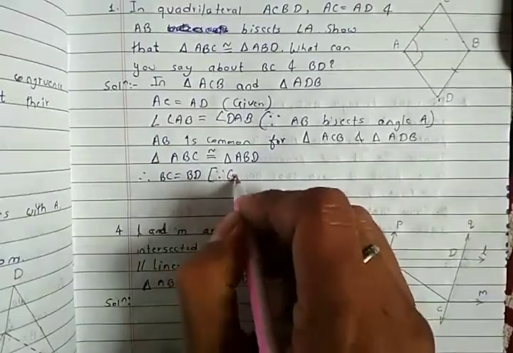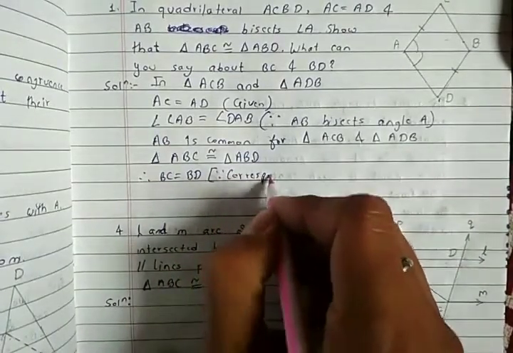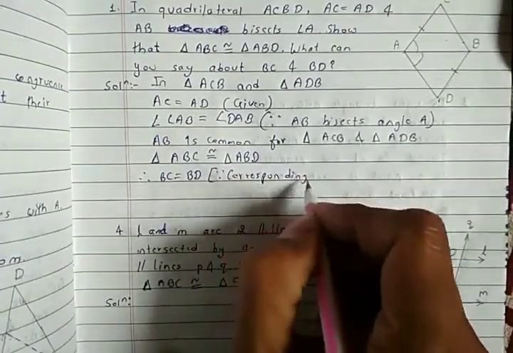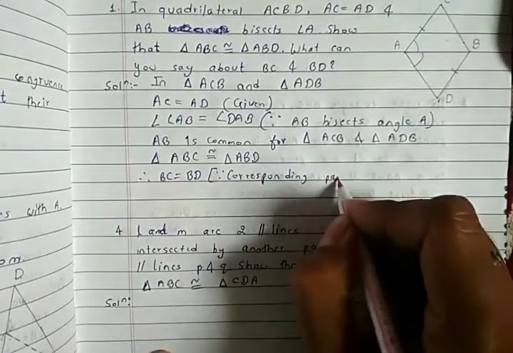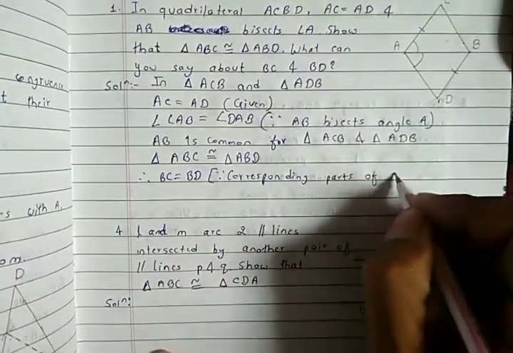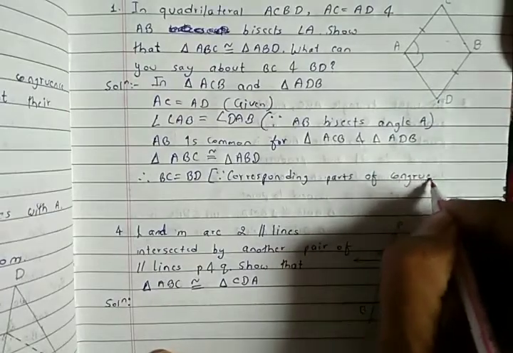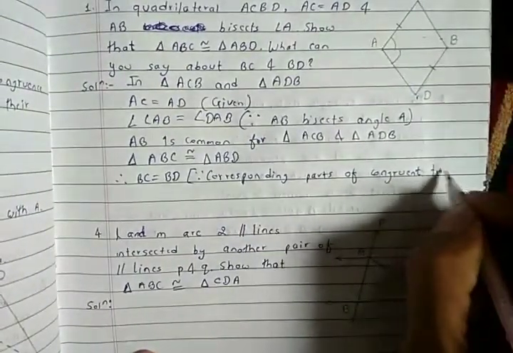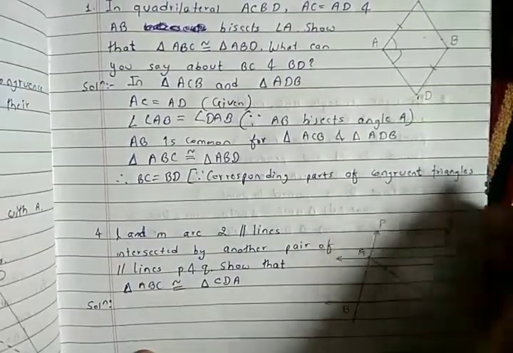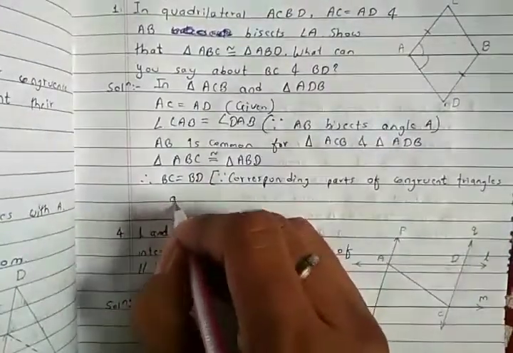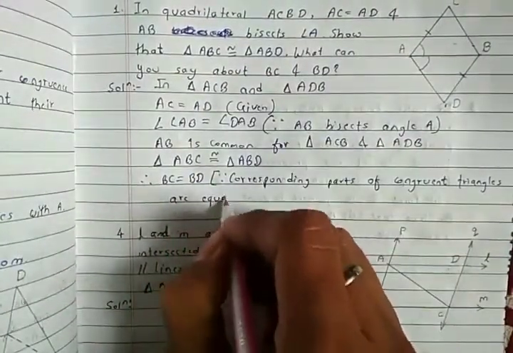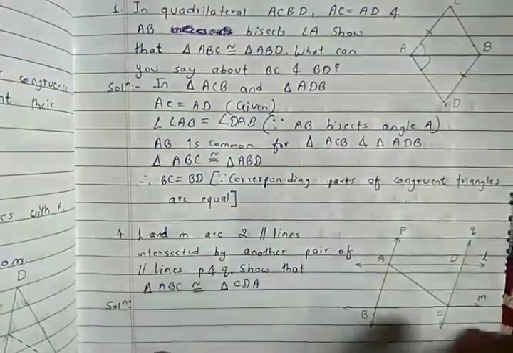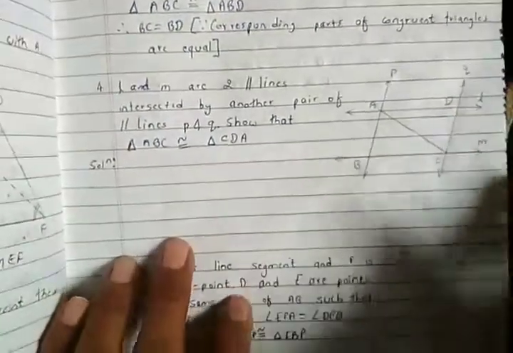Why can you say this? Because corresponding parts of congruent triangles are equal. Okay, now let's solve question number 4.